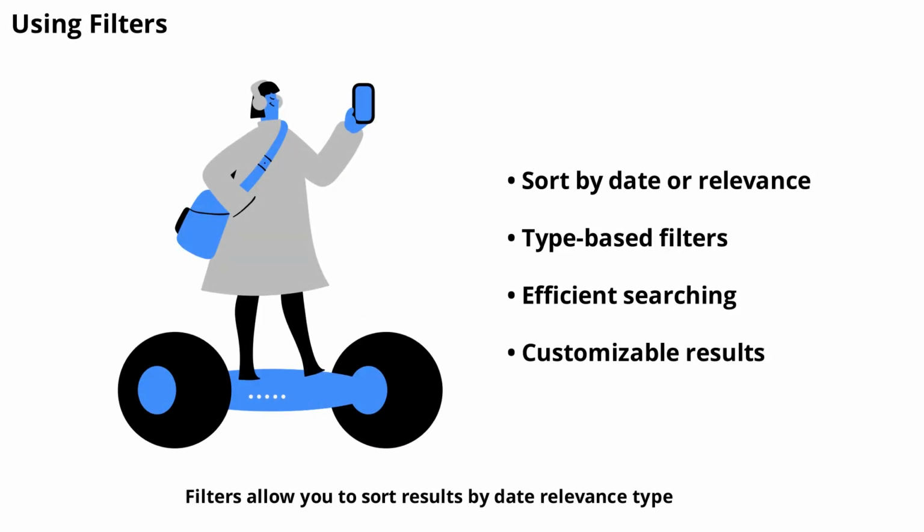Filters allow you to sort results by date, relevance, type, or other criteria. Applying filters helps you quickly find the most relevant information, especially when dealing with large volumes of data. Experiment with different filters to see which ones best suit your needs.